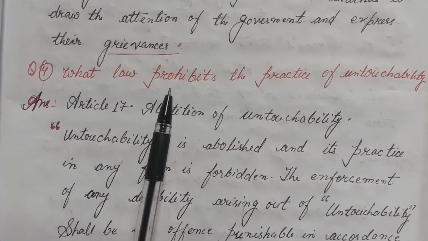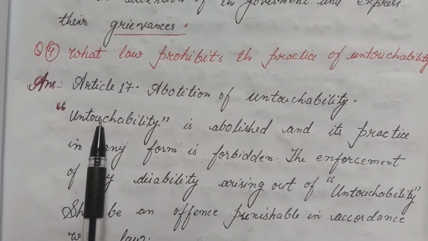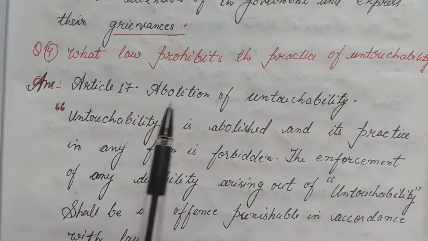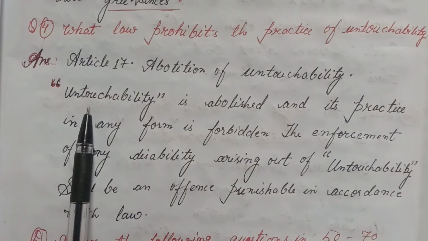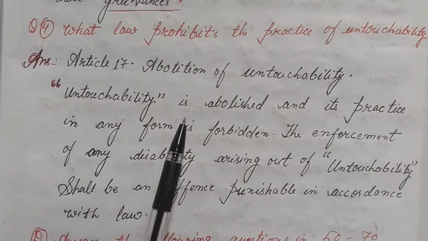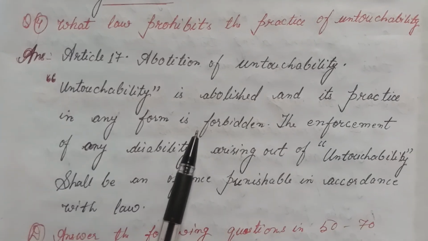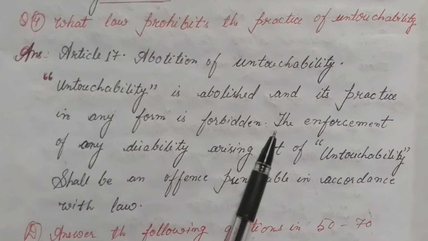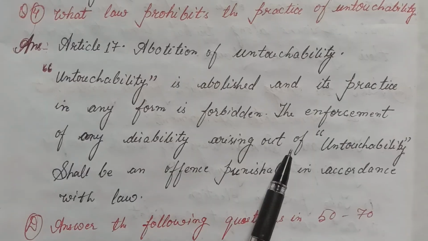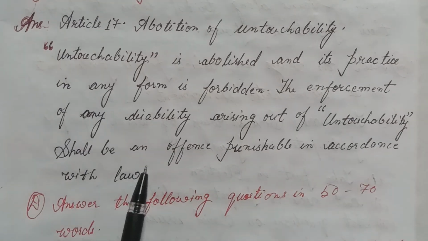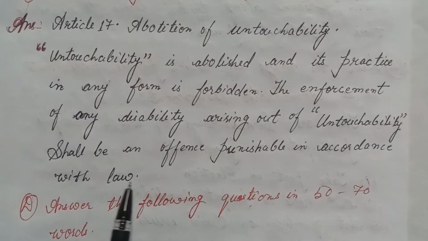4. What law prohibits the practice of untouchability? Answer, Article 17, abolition of untouchability. Untouchability is abolished and its practice in any form is forbidden. The enforcement of any disability arising out of untouchability shall be an offence punishable in accordance with law.